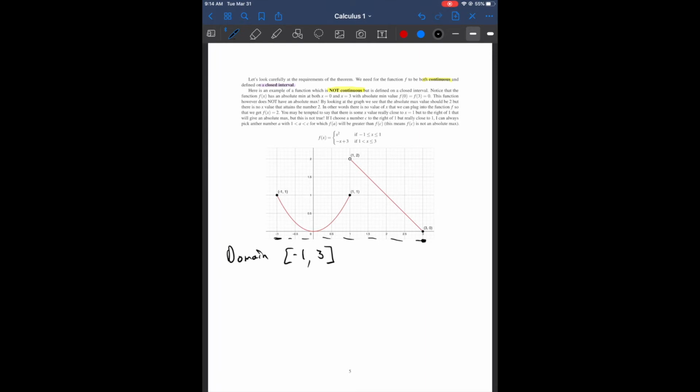So this is defined on a closed interval, but it's not continuous. You can see that it's not continuous because of this break right here. There's this jump discontinuity. So let's see what happens. If we think about what are, or maybe what is, the absolute mins.